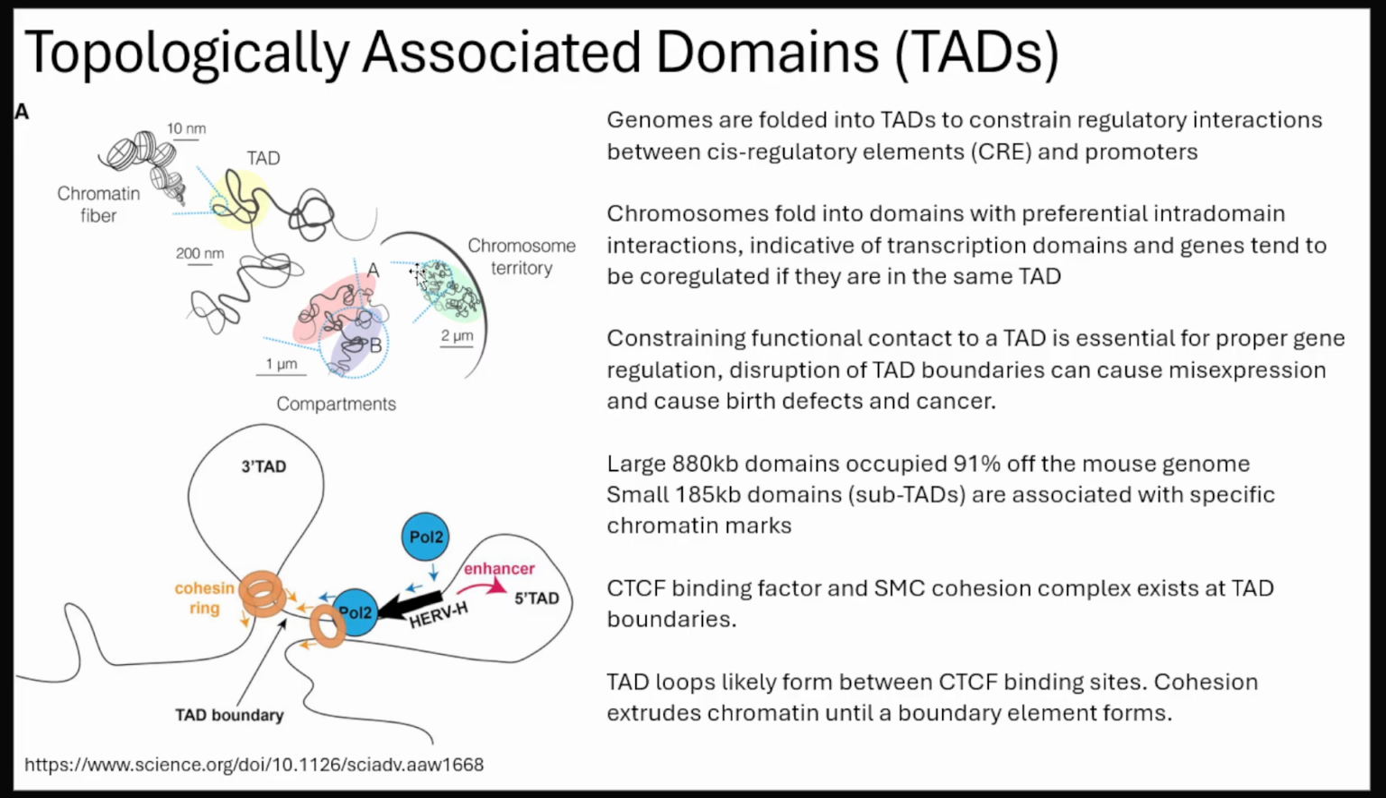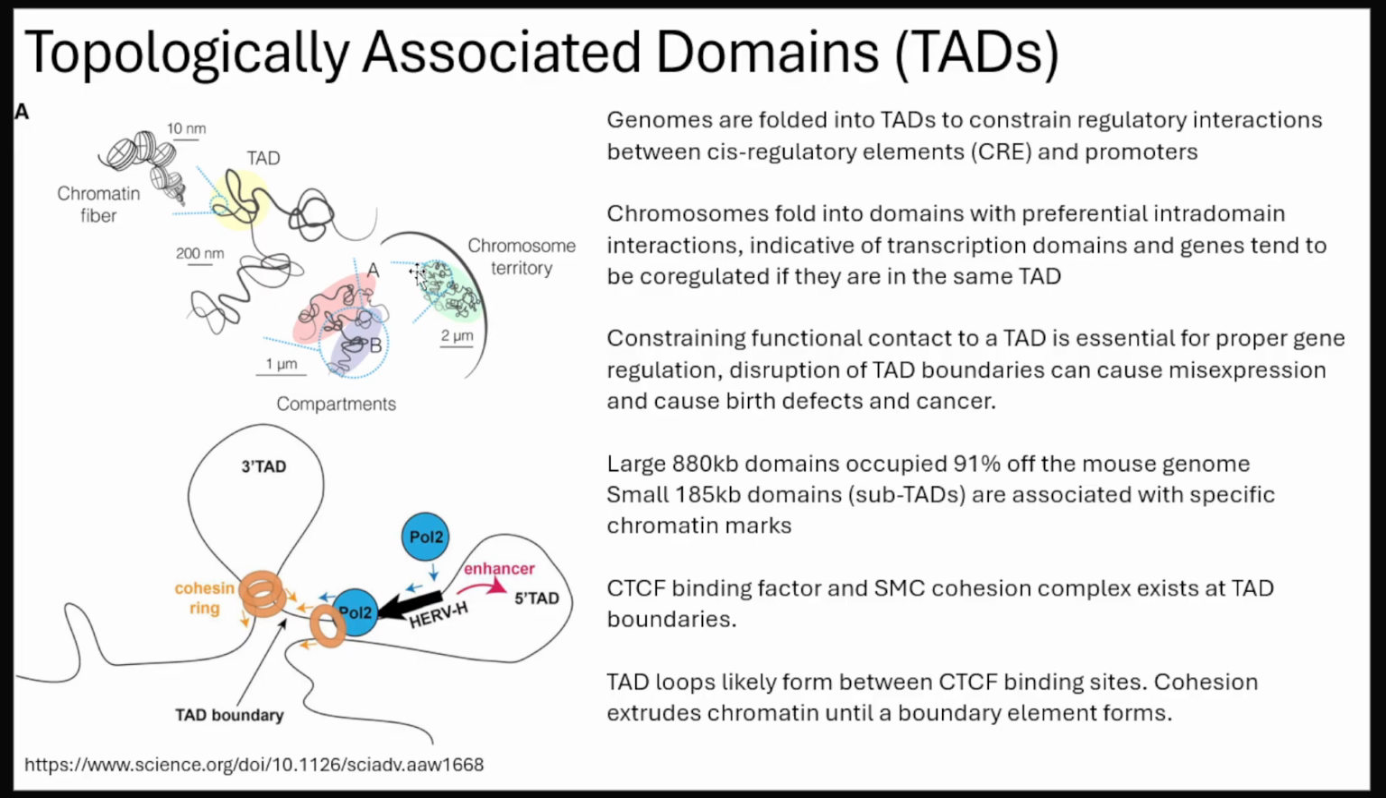Now, getting into topologically associated domains, these are really used to constrain regulatory interactions between cis-regulatory elements and promoters. So a cis-regulatory element is like your enhancer or repressor, upstream or downstream, wherever in your DNA, that will fold over to meet your promoter with the mediator complex and initiate transcription. So this just keeps everything in line. So the right enhancer activates the right promoter.